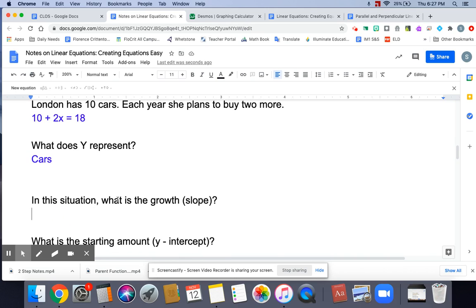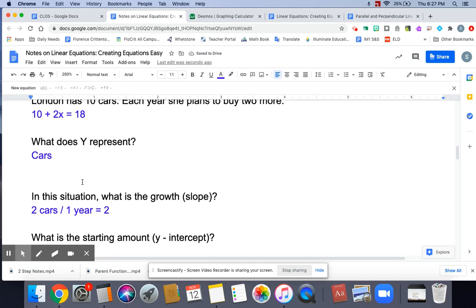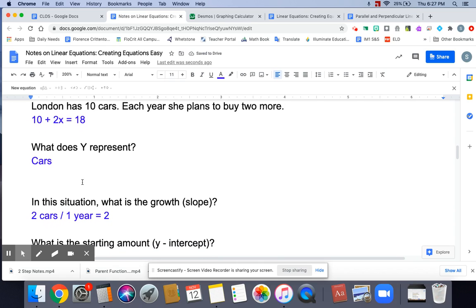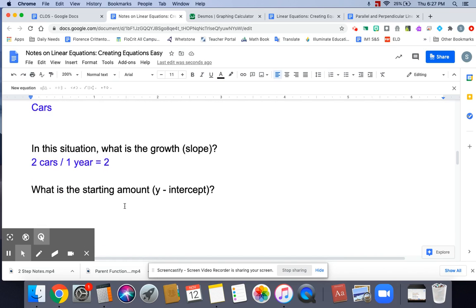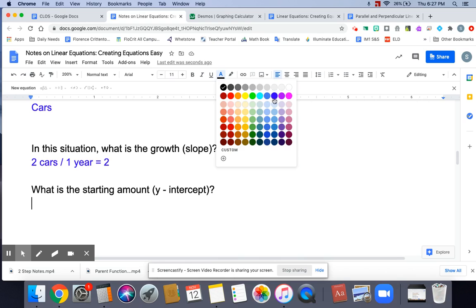So in this situation, what was our growth, our slope? Well, it's the 2 because each year I get 2 more. So that's what I'm growing by, or 2 per year. So 2 cars divided by 1 year, meaning my slope is 2. And then how much did I start with? What's my starting amount? Well, London just has 10 cars right now. So she's starting with 10. So that's my y-intercept.